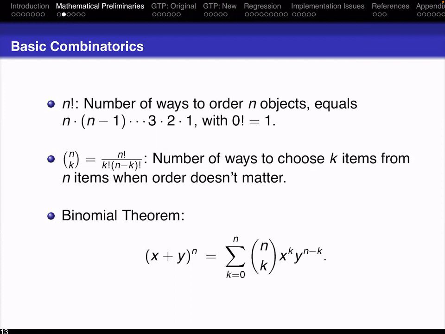N choose k is the number of ways to choose k objects from n when order does not matter. So think choosing people to be representatives rather than being officers. And then the binomial theorem is (x+y)^n is the sum of n choose k, x^k, y^(n-k). So these are very standard objects that we will be using throughout the semester. And again, all of these notes are going to be posted online.